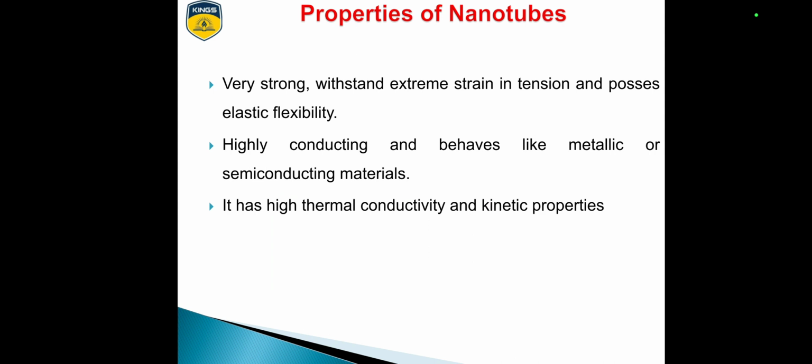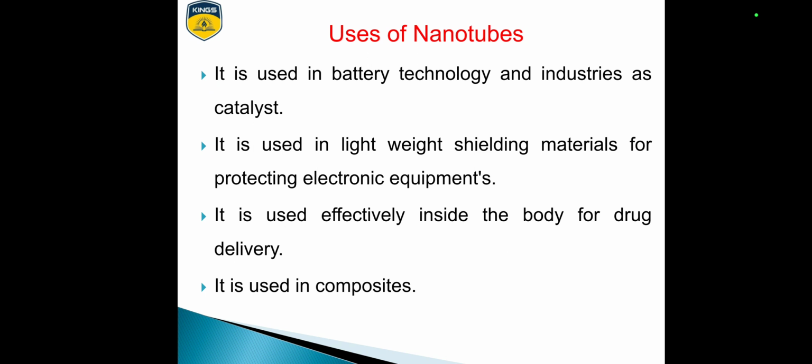Then the properties of carbon nanotubes. It is very strong, withstands extreme strain and tension, and possesses elastic flexibility. It is highly conducting and behaves like metallic or conducting materials. It has high thermal conductivity and kinetic properties.